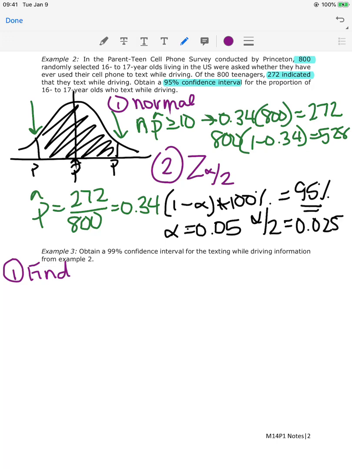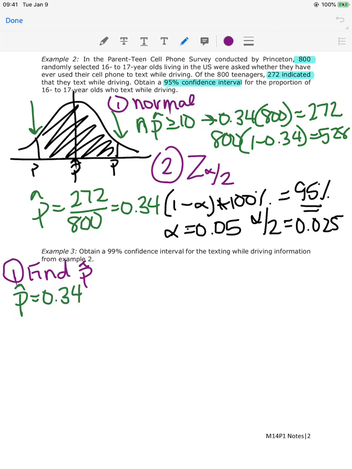Find p hat, which we have already done because it's using the same information. P hat we found was 0.34.